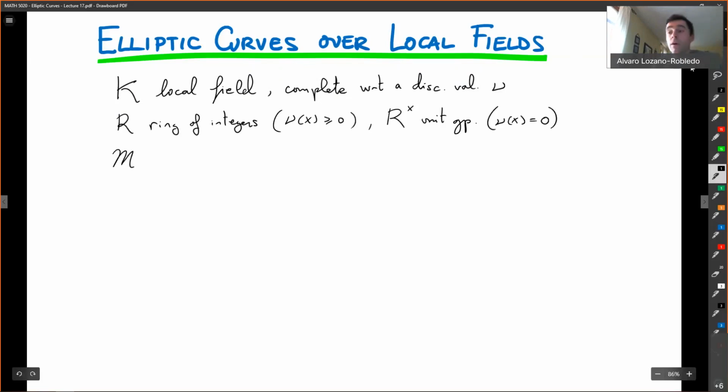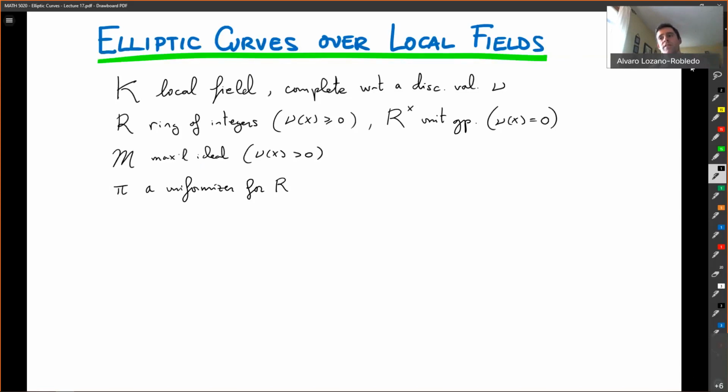Then we have the maximal ideal of the local field. Those are elements with positive valuation. We have what we call a uniformizer for R. Remember, we had that notation, a uniformizer for a function on the function field was a function that vanished to order 1. So it's sort of like that. It's an element that actually generates the maximal ideal.